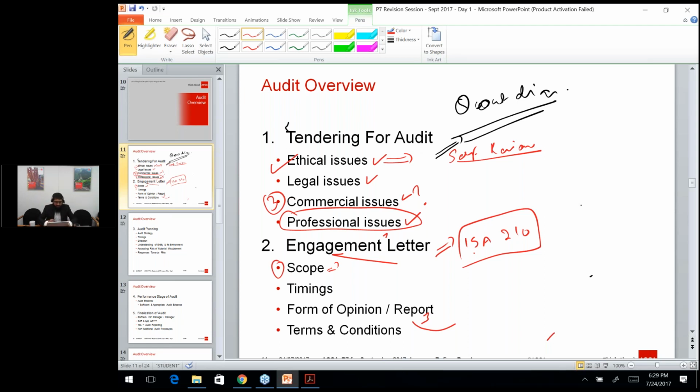The next thing is the timings and the various procedures, which could include the inventory count, cash count, or others, even the audit deadlines.